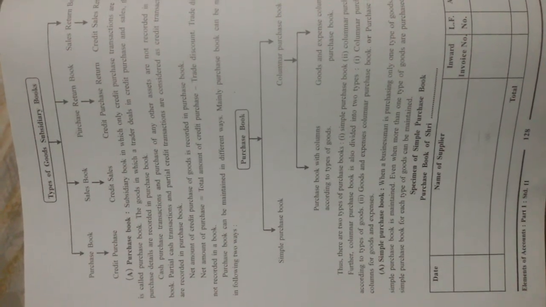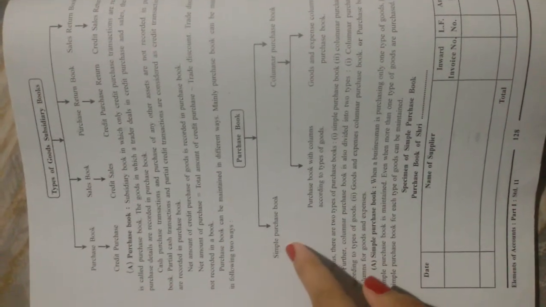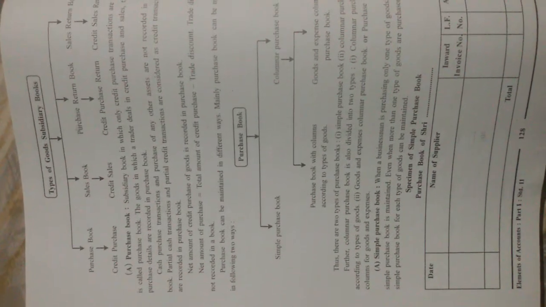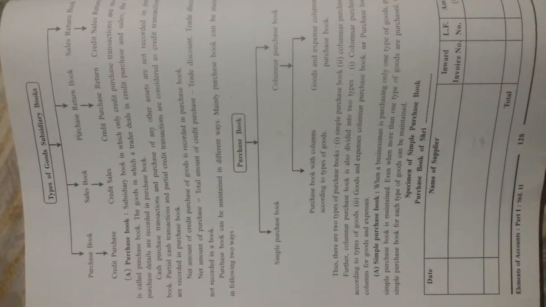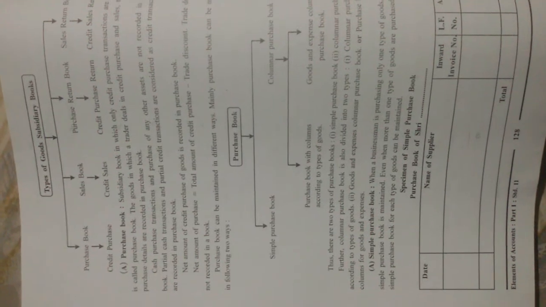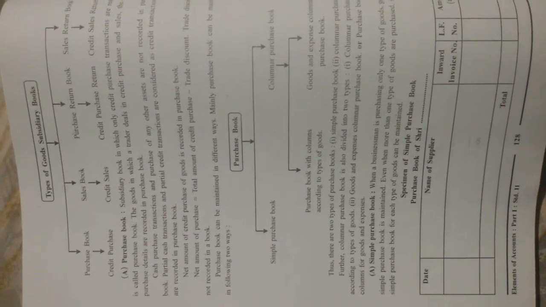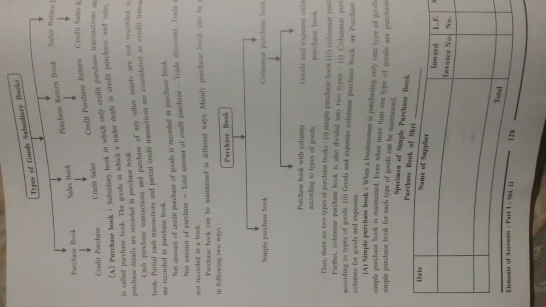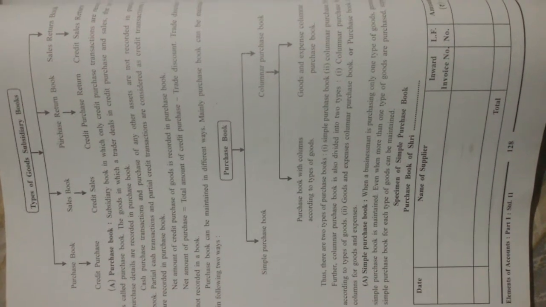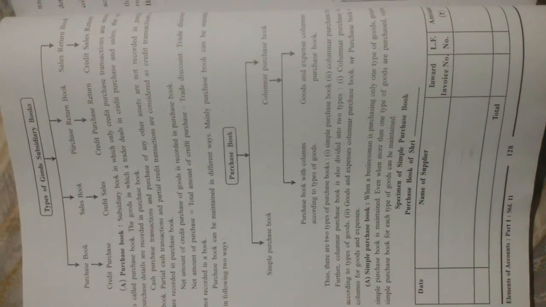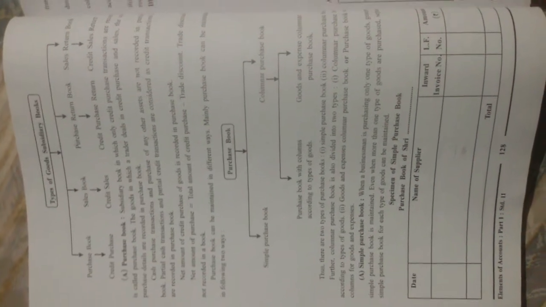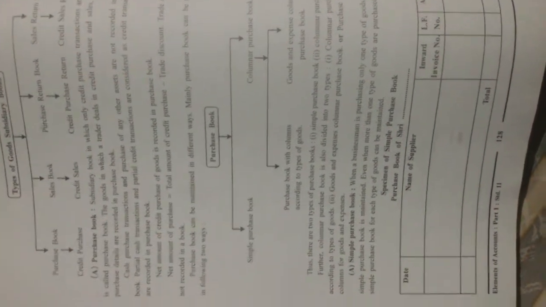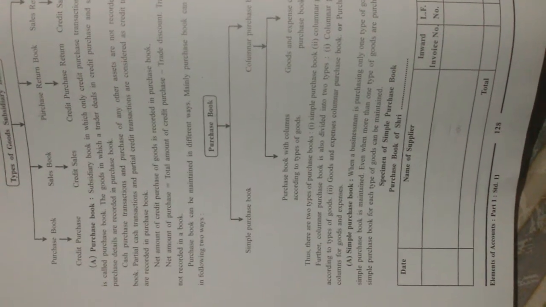So now let's start with the types of purchase book, that is simple purchase book and columnar purchase book. And columnar purchase book can again be divided into two types: purchase book with columns according to the types of goods, and the goods and expense columnar purchase book. So now let's start first with the simple purchase book.